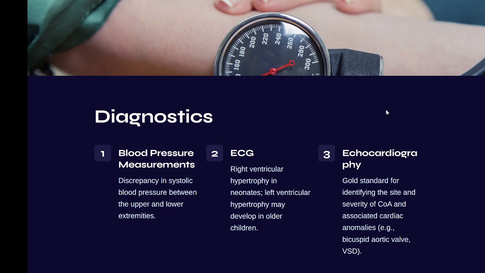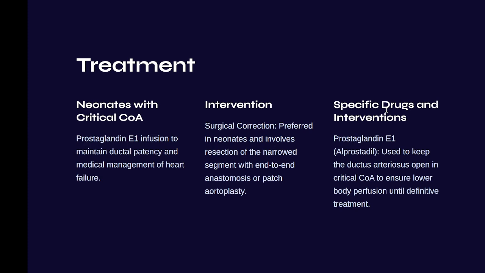ECG: right ventricular hypertrophy in neonates; left ventricular hypertrophy may develop in older children. Echocardiography: gold standard for identifying the site and severity of CoA and associated cardiac anomalies, e.g., bicuspid aortic valve, VSD. Chest X-ray: figure of 3 sign, cardiomegaly, and rib notching. Advanced imaging, MRI and CT, is utilized for detailed anatomical assessment, especially in adults or complex cases.